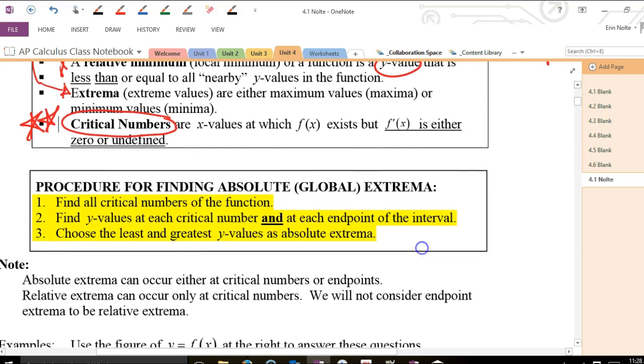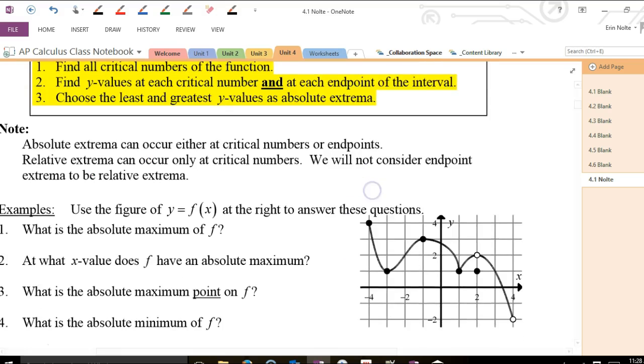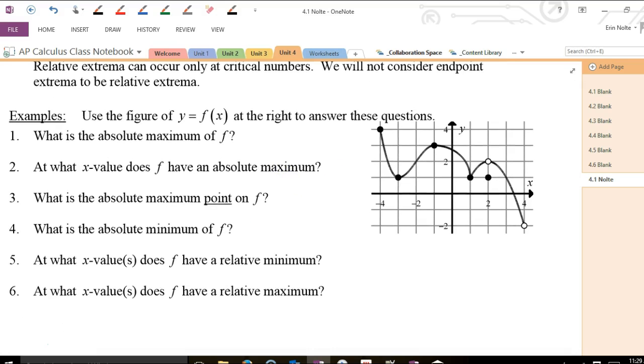So procedures for finding your absolute or global extrema, all you're going to do is first find critical values. And then to find those y values, you plug those critical x values into the original function and then figure out which one is the biggest and which one's the smallest. Okay, so let's start with these first examples with this drawn function over here.